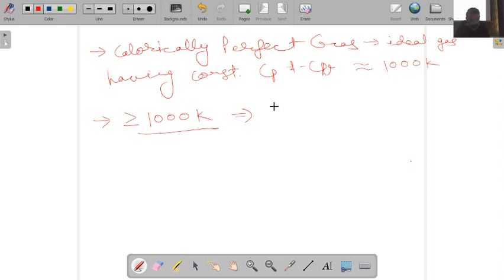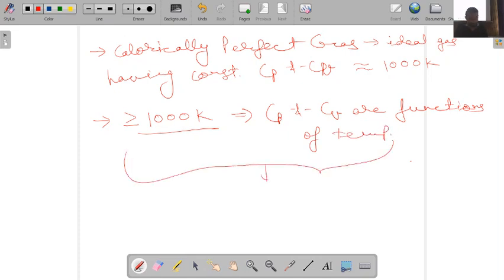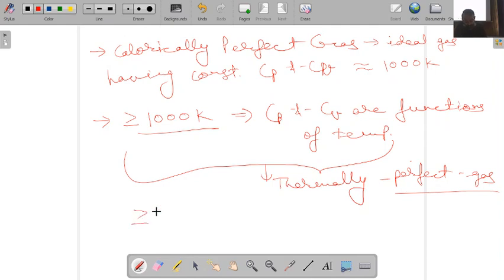Okay, so here Cp and Cv are functions of temperature. So when these are functions of temperature, we call this gas thermally perfect gas. So gas is perfect, but still it is not calorically perfect because now Cp and Cv are showing dependence on temperature. Then if our temperature is greater than or equal to 2500 Kelvin, then real gas behaviors become important. Why?